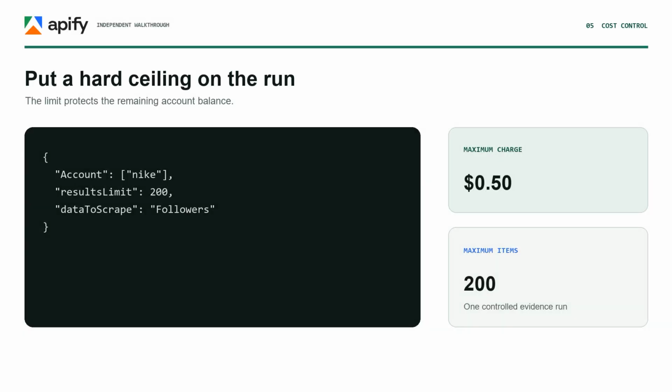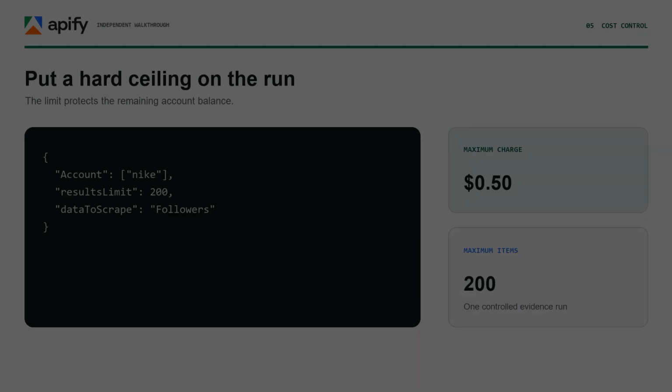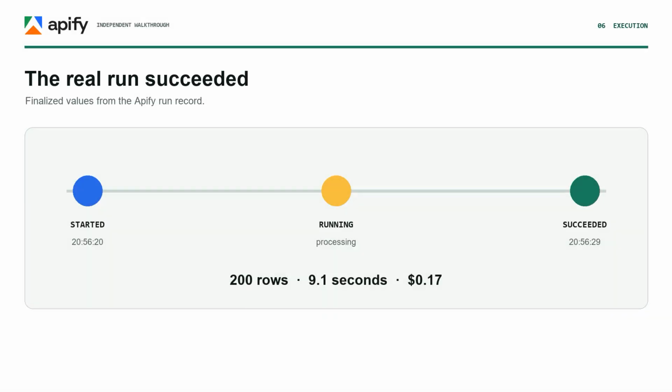Before starting, use a small sample. This confirms that the account is available, the output contains the fields you need, and the cost fits your workflow. For this demonstration, the API request also includes a maximum charge of 50 cents and a maximum of 200 chargeable items. Now start the actor and wait for the run to finish.